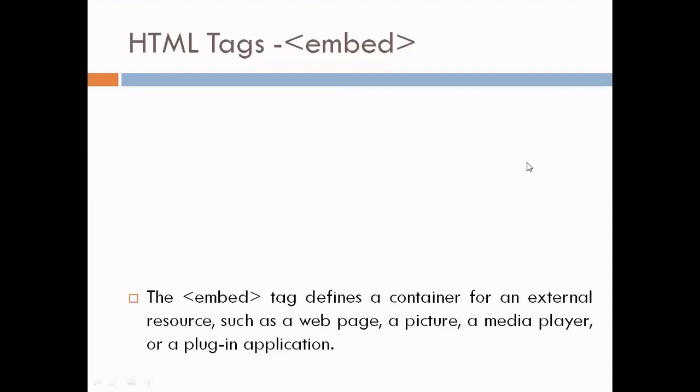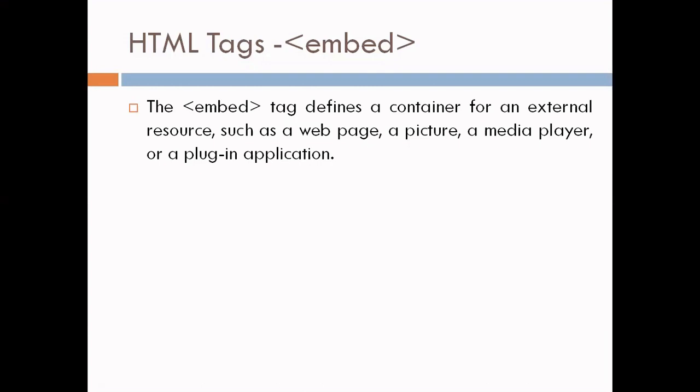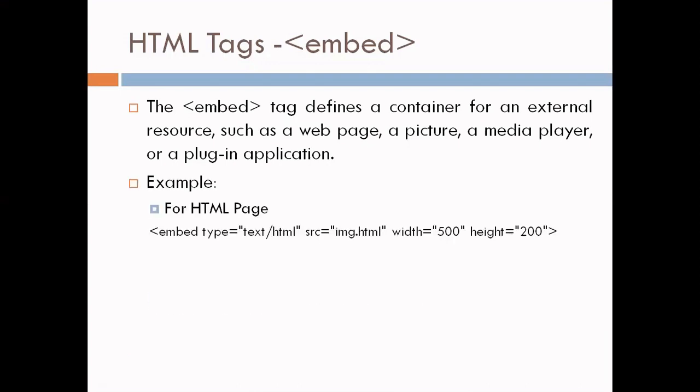Now the embed tag. The embed tag defines a container for an external resource such as a web page, a picture, a media player, or a plugin application. For example, to embed an HTML page in our web page, we have to write embed type is equal to text/html, src is equal to img.html. So here img.html is our another HTML page. Width is equal to 500 and height is equal to 200. It means the width of that HTML page will be set as 500 pixels and height will be set as 200 pixels.